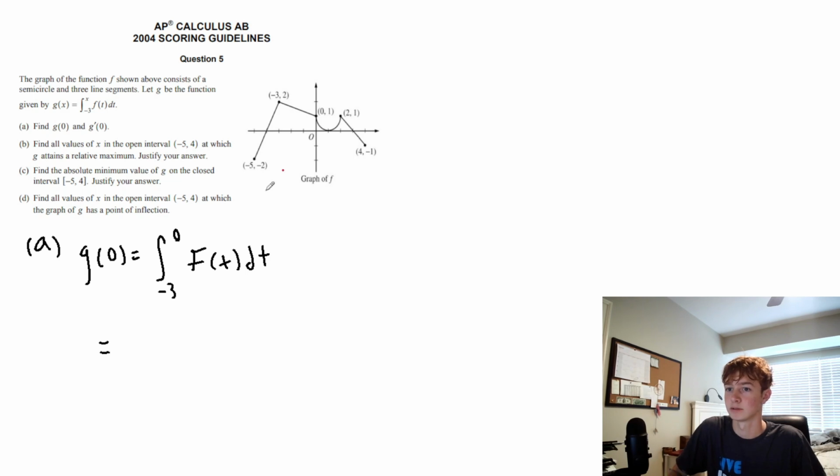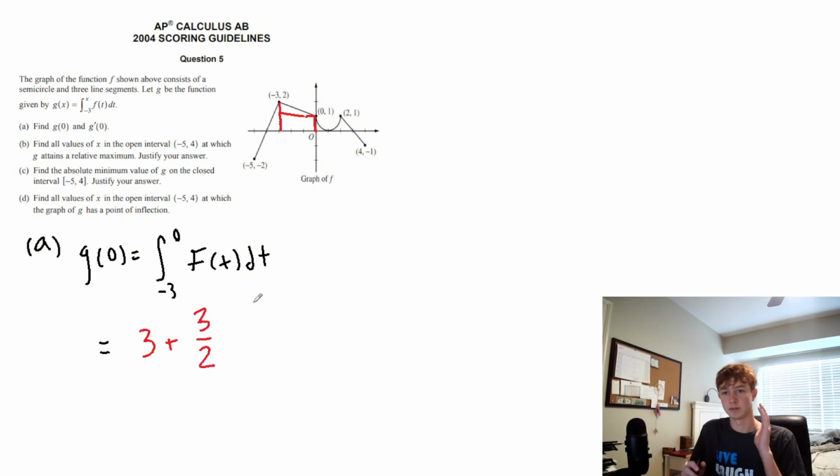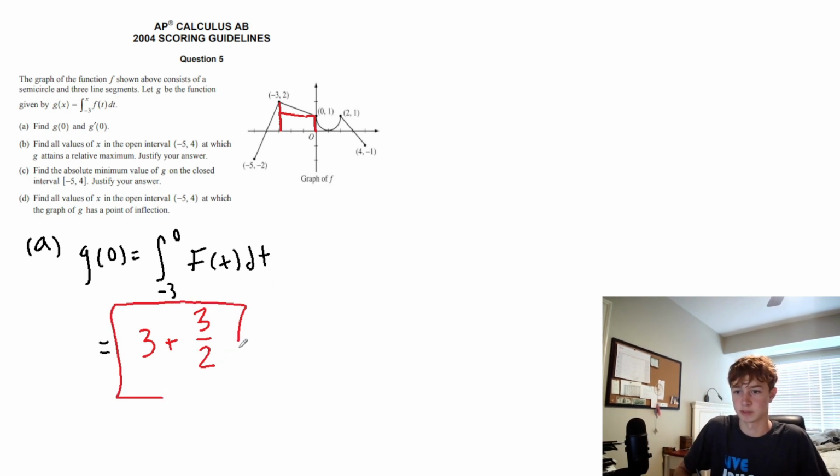I'll go ahead and do this in red. So -3 to 0. And we can split this area into a rectangle and a triangle. So the area of this rectangle is 3, because 1, 2, 3 is its base, times 1. So that'll be 3. Plus the area of this triangle is 1, 2, 3 times 1 divided by 2. So 3 times 1 divided by 2, we can just write 3 over 2. And because it's an FRQ, this can be our final answer. g of 0 equals 3 plus 3 over 2.